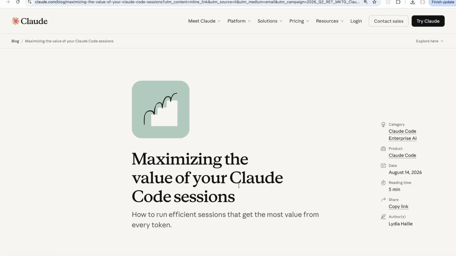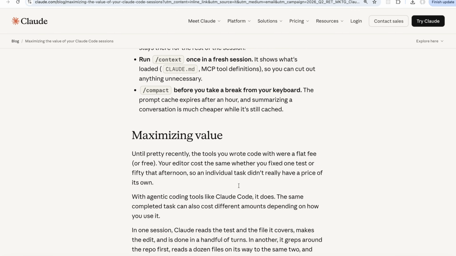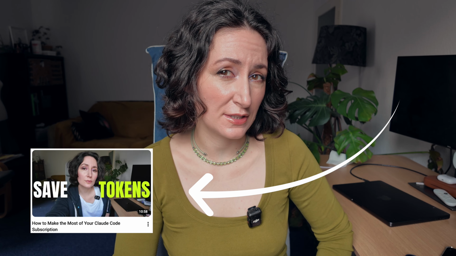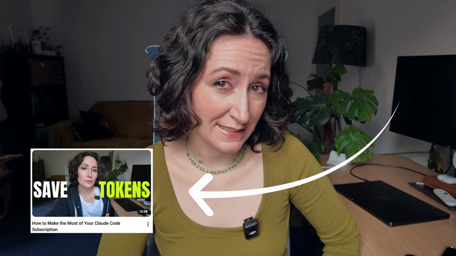Anthropic just released a guide on how to manage your sessions in Claude Code and get more for less. Some of these tricks I already shared in my video about how to save tokens, but there are a few more things I want to cover in this one. And if you don't want to waste your tokens and then wait for limits to reset and break your flow, then stay with me for the next few minutes and I will explain how to take control of your token usage. So the first trick.